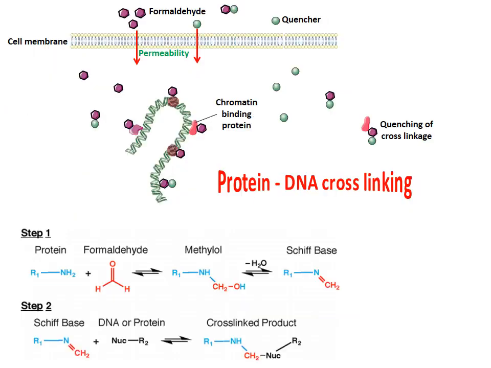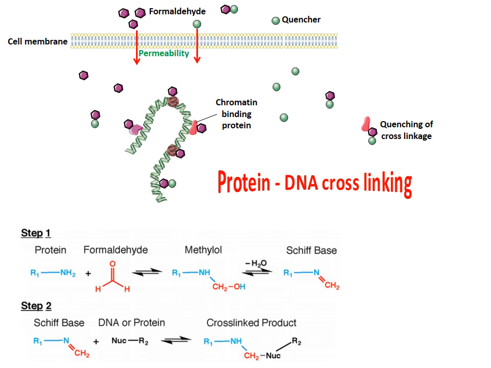So let's see how formaldehyde mediates protein DNA cross-linking. Firstly, formaldehyde is a proper choice for the cross-linking. It is because these aldehydes are highly soluble in water and they are active over a wide range of buffer conditions and temperature, plus they are easily permeable through the biological membranes. That's why they can facilitate the protein DNA cross-linking in the intact cells.